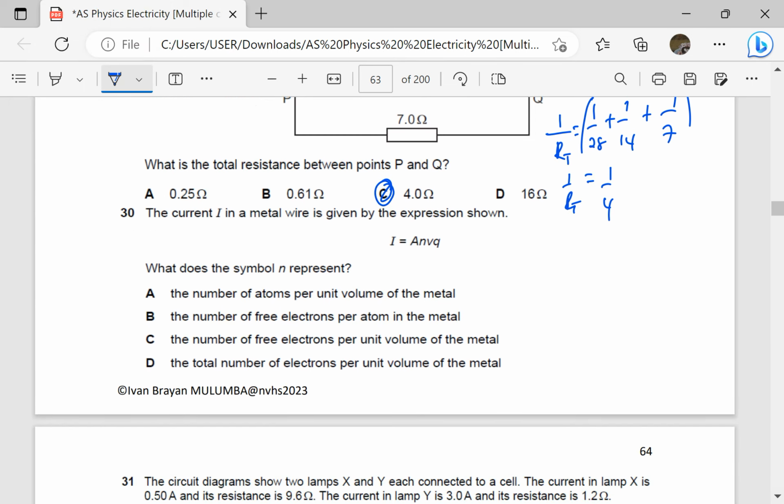The current I in a metal wire is given by that expression. What does N represent? N is the number of free charge carriers per unit volume, or the number density of charge carriers. So the number of free electrons per unit volume, our answer is C.